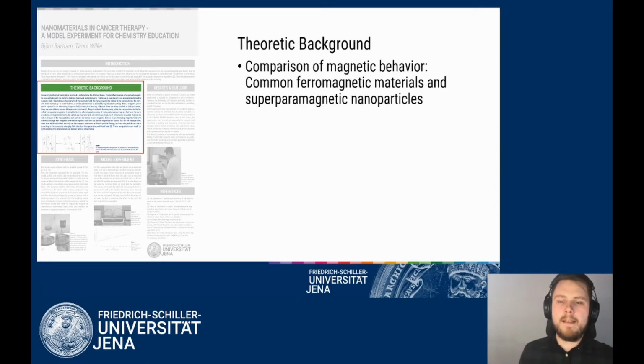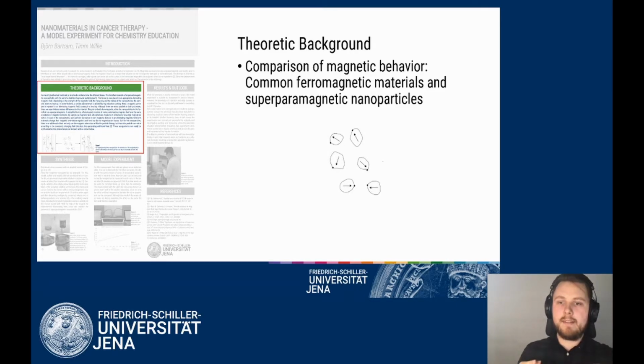So is it possible to just use your own ferrofluid you bought online or you synthesized yourself on those plates? If you compare the magnetic behavior of common ferromagnetic materials and superparamagnetic nanoparticles, the heating processes are likely the same in many aspects. But there are differences, and the main one I want to show you.